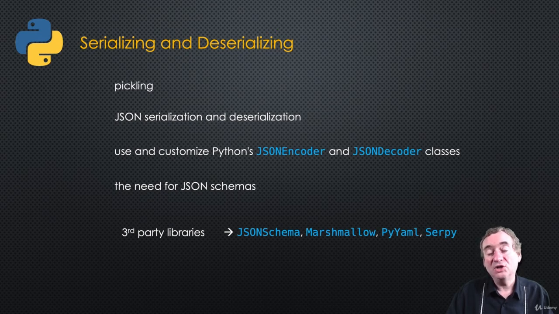And then if you're interested, you can go and take a look at those and their documentation and get more familiar with them. So the ones I'm going to introduce are JSONSchema, Marshmallow, PyYaml for handling YAML files, and Serpy. I call it Serpy, but it's probably pronounced Serpy, for serialize Python.